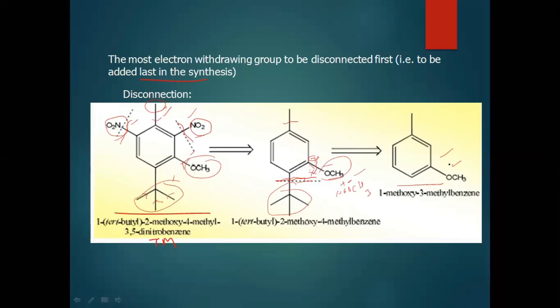And always after the disconnection, whatever synthetic equivalent you get, you need to keep in mind which functional group or substituent is present over the benzene system. Whether these two will act as an ortho-para director or a meta director, you should always know. Whenever you have electron donating groups, that is always an ortho-para director. As and when you have an electron withdrawing group, it will act as a meta director. In this case, both are donating groups, so it is an ortho-para director.